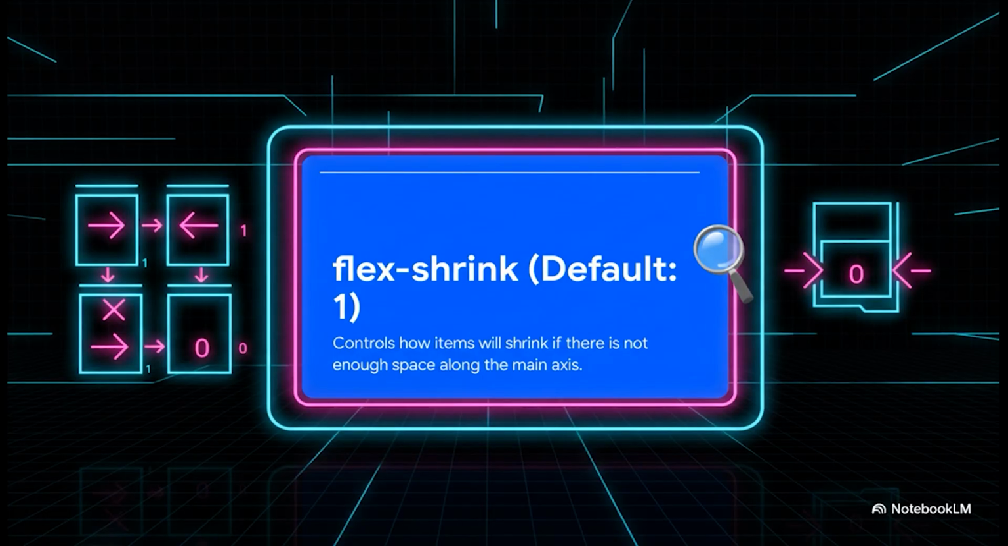And the opposite? What if space gets tight and things start to feel cramped? Flex Shrink takes over. This dictates how willing an item is to get smaller to make room. The default is 1, which means all the items basically agree to shrink down proportionally. But if you set it to 0, you're telling that item, nope, you hold your ground, don't shrink.